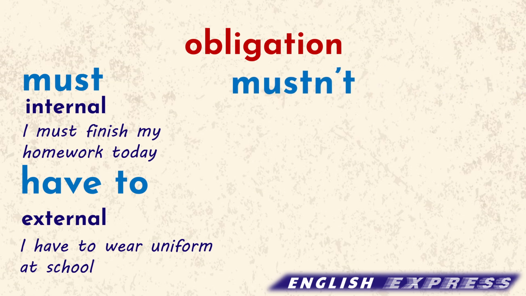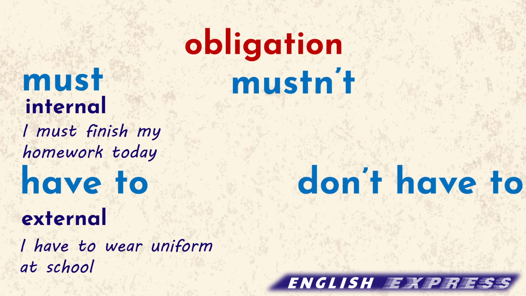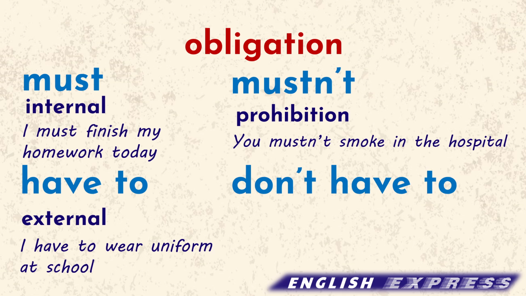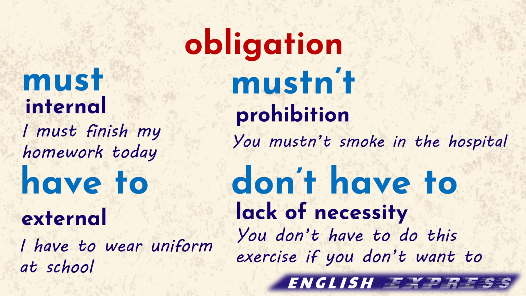But be careful with the negatives. Mustn't and don't have to. Mustn't is prohibition. For example, you mustn't smoke in the hospital. Whereas don't have to is lack of necessity. You don't have to do this exercise if you don't want to.